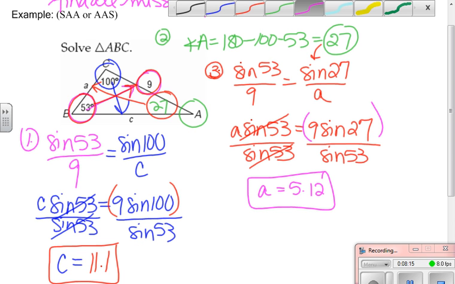Now keep in mind, you have some sense of your answers for those sides and those angles before you begin. 100 is your biggest angle, so C better be your biggest side. If you get to the bottom with C and that number is less than 9, you know you did something wrong. 27 is your smallest angle. That means A better be your smallest side. So the sense of the answers and the ability to kind of do a mental check is a great trick when it comes to some of these concepts.